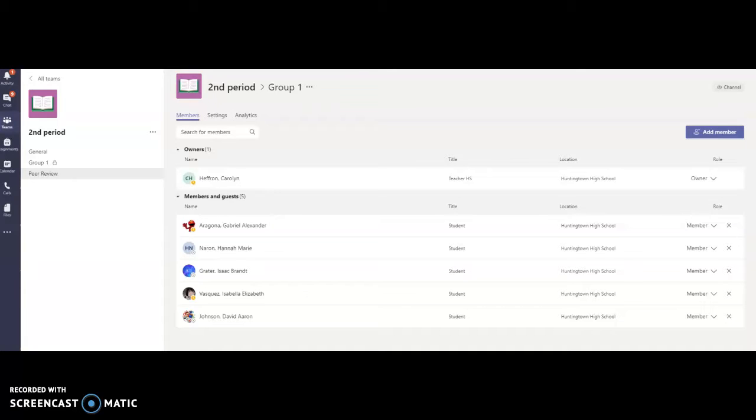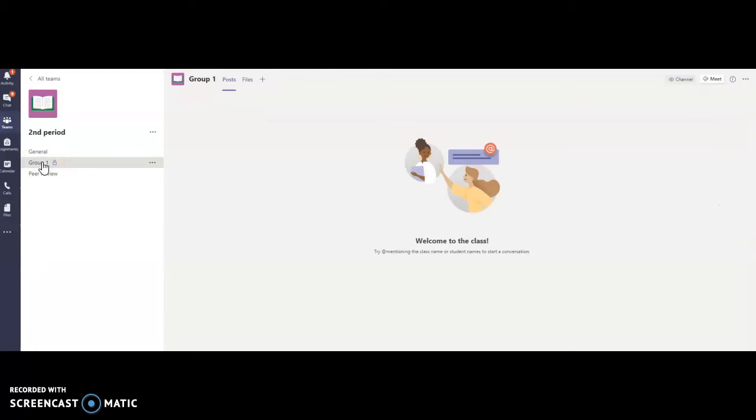Okay, so now that you have your teams established and you have a list of them going on the side, eventually I'll have six of them for this class. How do you start this meeting? Well, the students can't start it. What you need to do is go into your group one and start the meeting yourself. So this is where the ellipses are done.